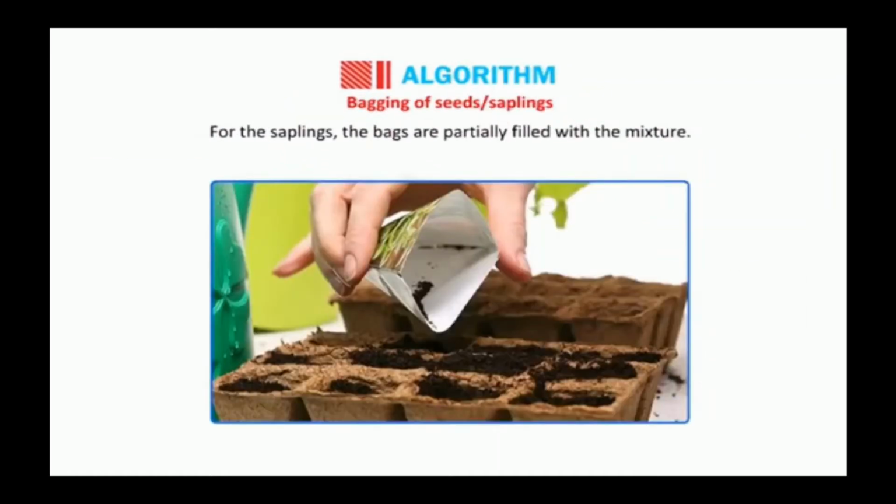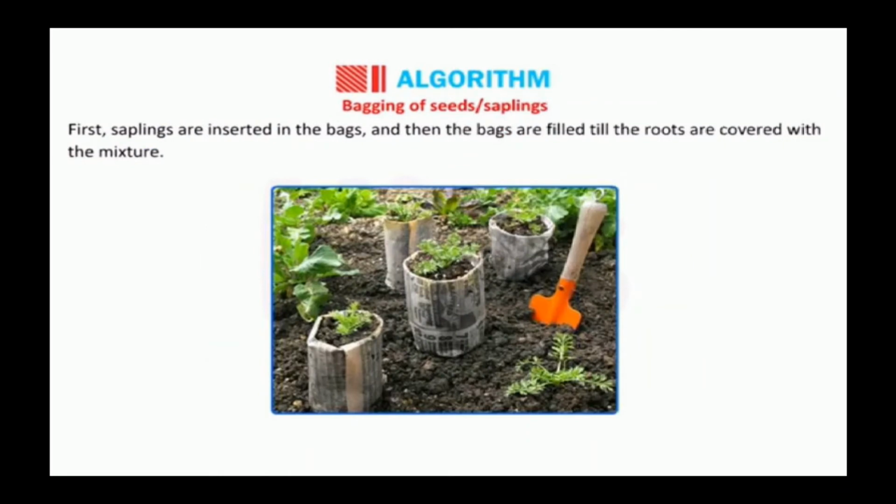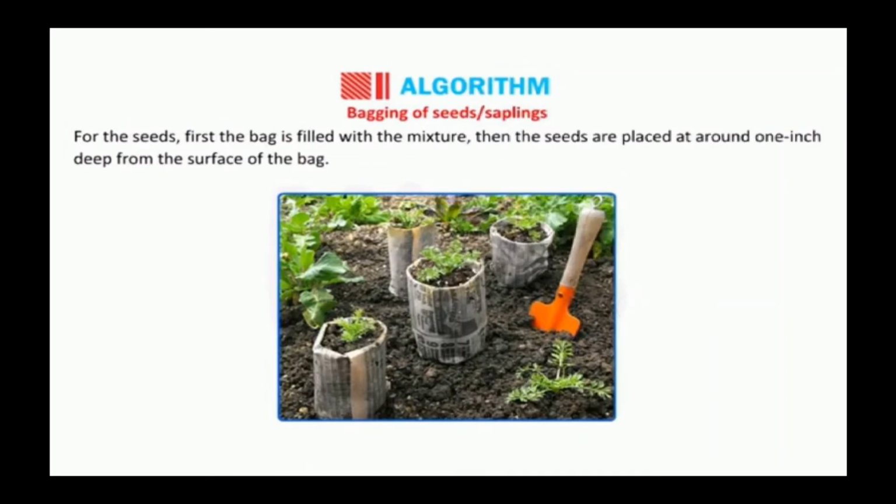Bagging of seeds or saplings. For the saplings, the bags are partially filled with the mixture. First, saplings are inserted in the bags and then the bags are filled till the roots are covered with the mixture. For the seeds, first the bag is filled with the mixture, then the seeds are placed around 1 inch deep from the surface of the bag.